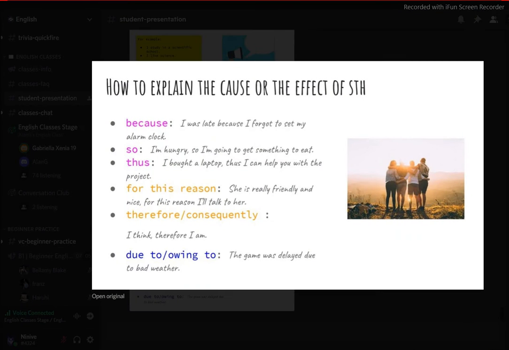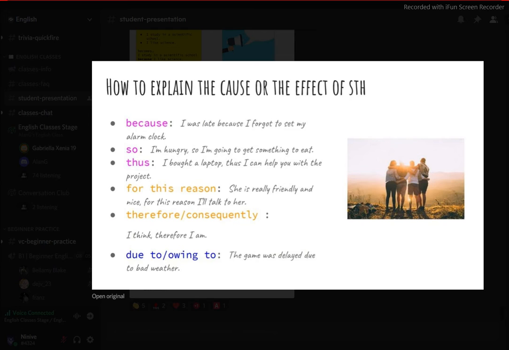Okay, in this slide, we have those words that are used to explain the cause or the effect of something. Well, here we have the words because, so, thus, for this reason, therefore, consequently, due to, and owing to. Before explaining these words, I want to focus on why these words are so useful. Let's suppose we have to talk about something. We have to explain why our idea is true or false, why we believe in our idea. For doing this, we can use these words.